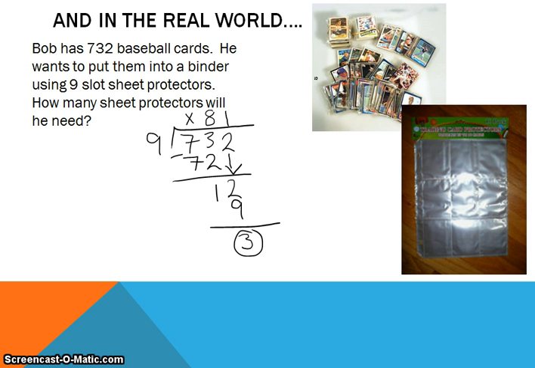So if the cards could be divided evenly into the 9-slot sheet protectors, I would need 81 of them to fit the 732 cards. However, I'm going to have 3 cards left over, which means I will not need 81, I will need 82. And in that 82nd sheet protector will only have 3 cards in it. So we'll have to write our answer as a sentence.